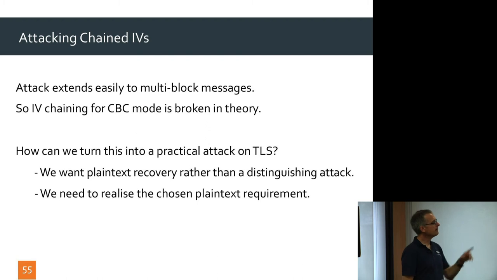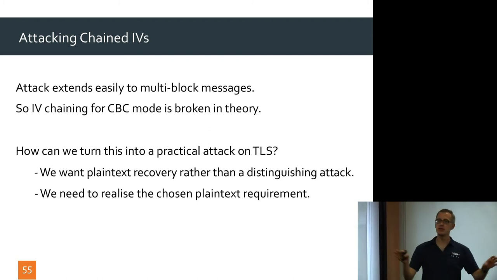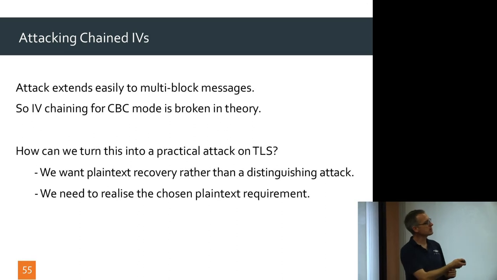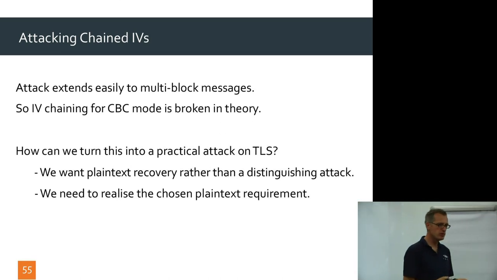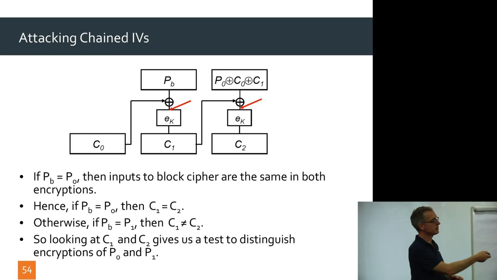Okay. The attack extends easily to messages that extend over multiple blocks. Okay? Just target that last block. So what do we want for a practical attack? We want plaintext recovery rather than distinguishing, and we have to find a way of realizing this chosen plaintext requirement. I just assumed that the attacker could get messages of his choice encrypted. But how do you do that in practice? How do you make TLS encrypt this funny block here? It's not so easy, right, to get a chosen plaintext attack.